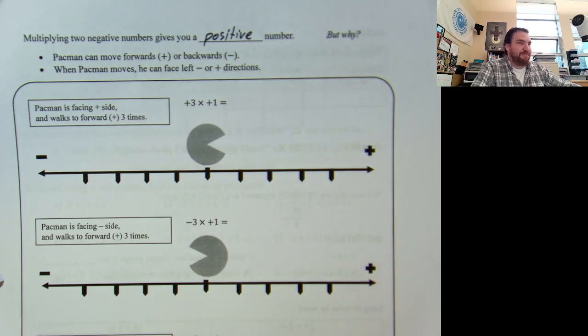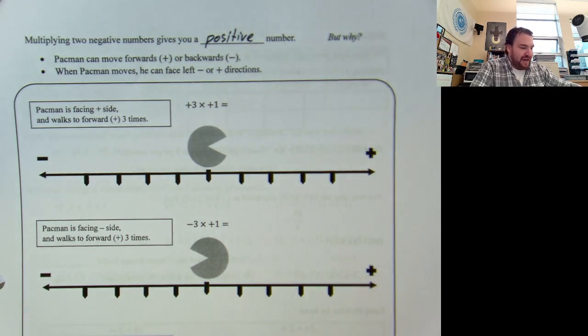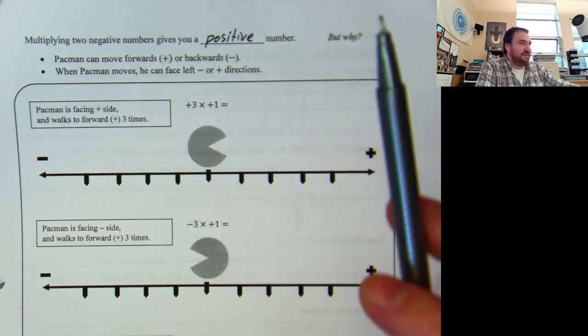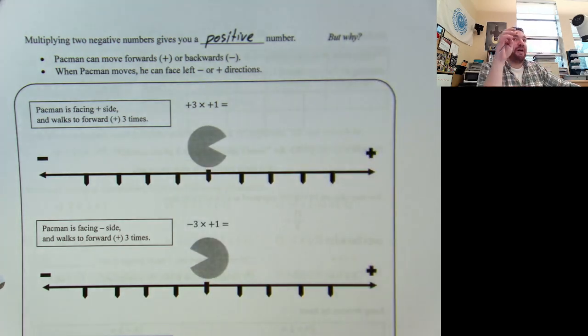Sometimes it's easy to accept, you just roll with it, but I want to give you a justification for why that is the way it is. And the justification that I'm going to give is I'm going to take those positives and negatives and connect them to an idea about direction.